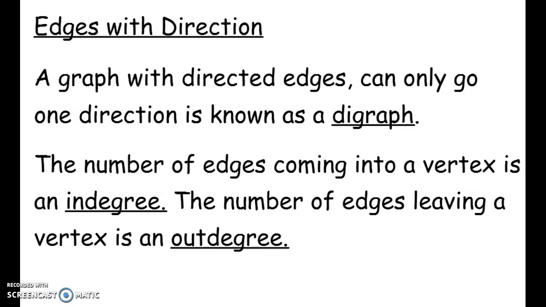Alright, so what digraphs are is they're edges that connect the vertices, but they have a direction. So you can maybe only go from A to B, but not B to A. So it's going to have an arrow on it, okay? The number of edges coming into a vertex is called the in degree, and the number of edges leaving a vertex is called the out degree. So let's try a couple examples to see whether these digraphs would be Euler circuits.